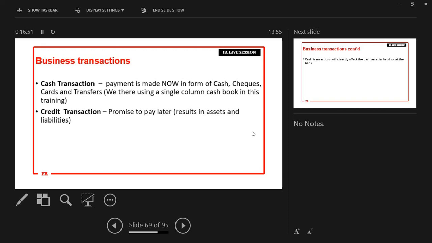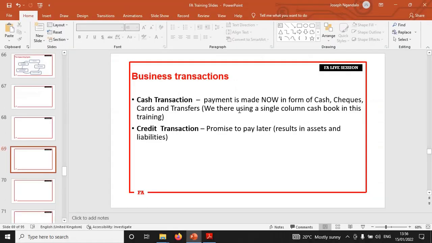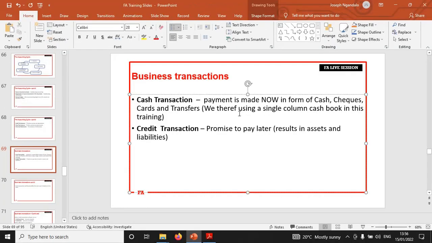Okay, so in a cash transaction, payment is made now in form of what? Cash, checks, cards, and transfers. We are therefore using a single column cash book in this training. Anyway, I want us to consider this fact. I think in the principles of accounts class, they used to talk about the two column cash book. Do you know what the two column cash book is? And the other friend who does not know the two column cash book would shake at that.